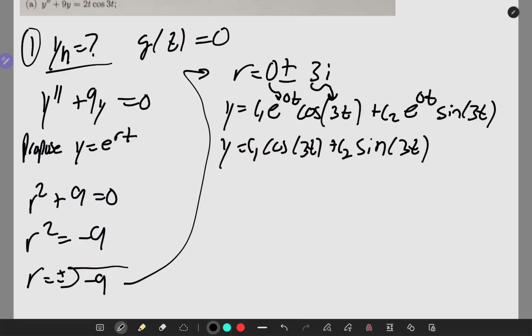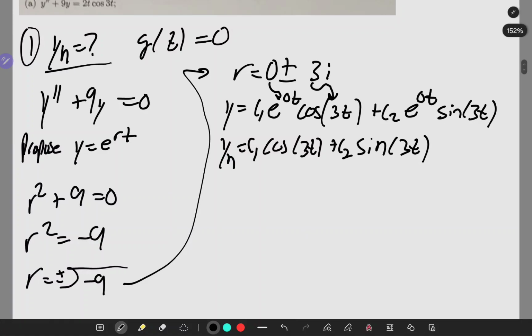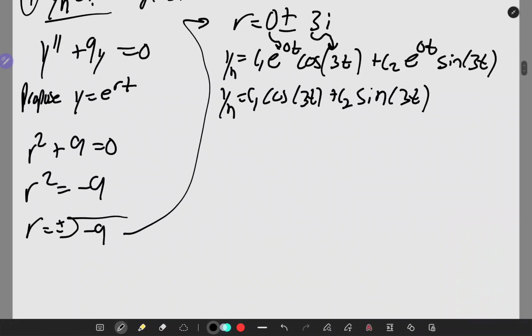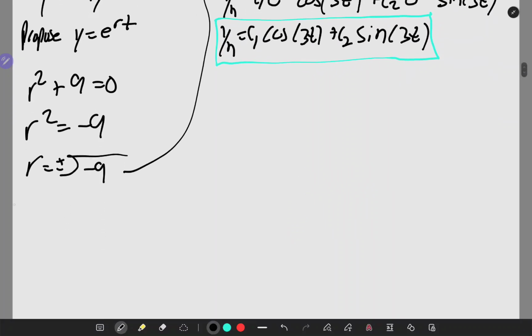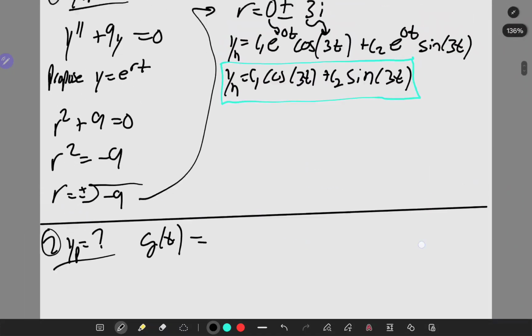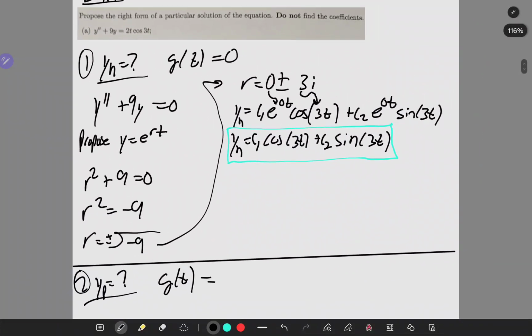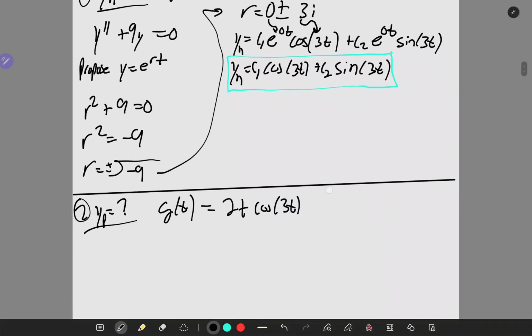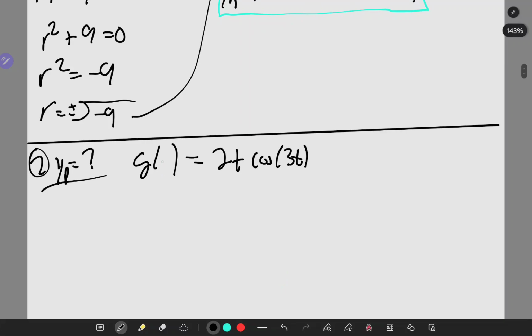Okay, so now this is our y sub h, right? Sorry, I should have written y sub h. This we were familiar with. We've been doing this for a little while now. That was step 1. Step 2, solve for y sub p. Now remember, y sub p requires some educated guessing. So our g of t in this case is 2t cosine of 3t. Now remember, our guessing was dependent on our g of t.